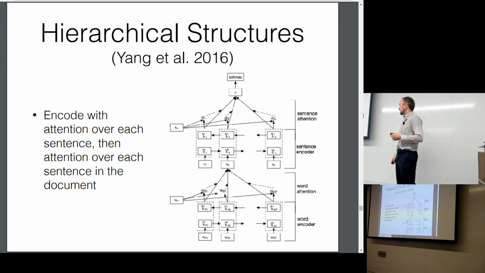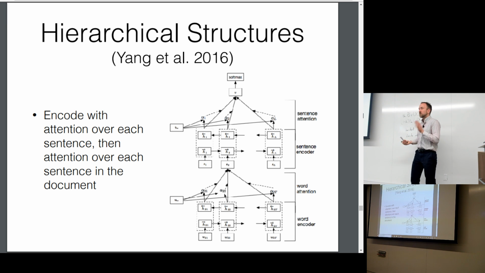Other examples of this include representations of a sentence where you first get a representation of the word based on its characters or morphemes, and then you combine the representations of the words into a representation of the sentence. So this is pretty general. You can use it in a lot of different places.